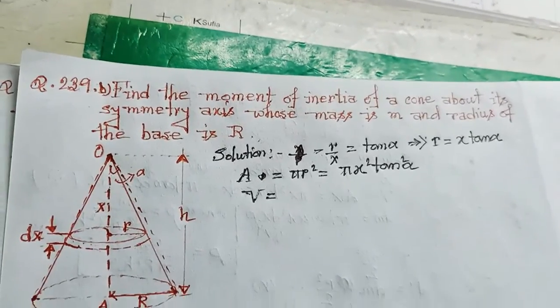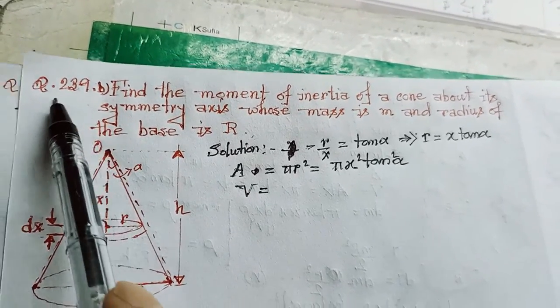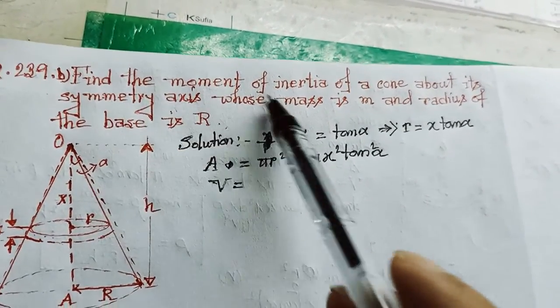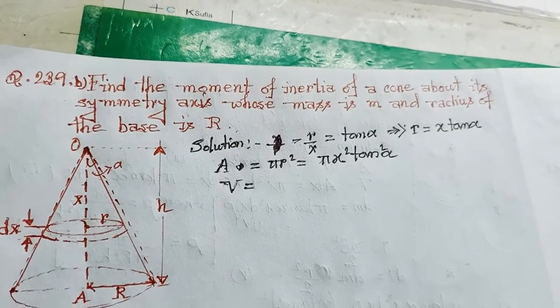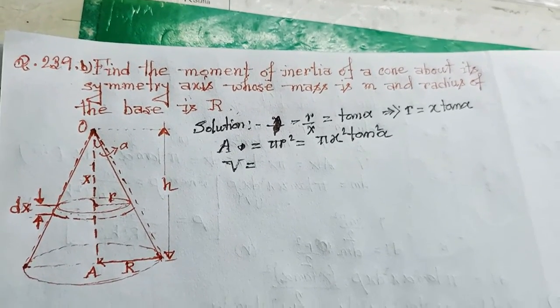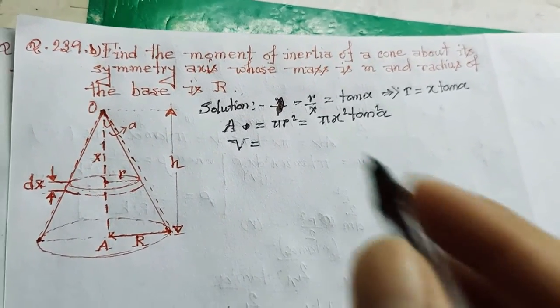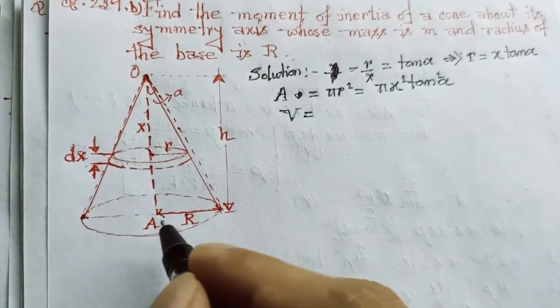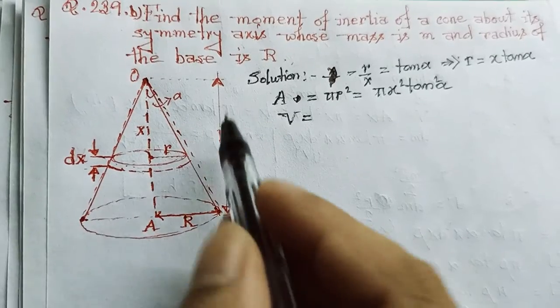This is the second part, or part B, of question number 239, in which we have to find the moment of inertia of a cone about an axis of symmetry, whose mass is m and radius of the base circle is R. So from this diagram of the cone, it is given that the radius of the base circle is R and the height of the cone is h.